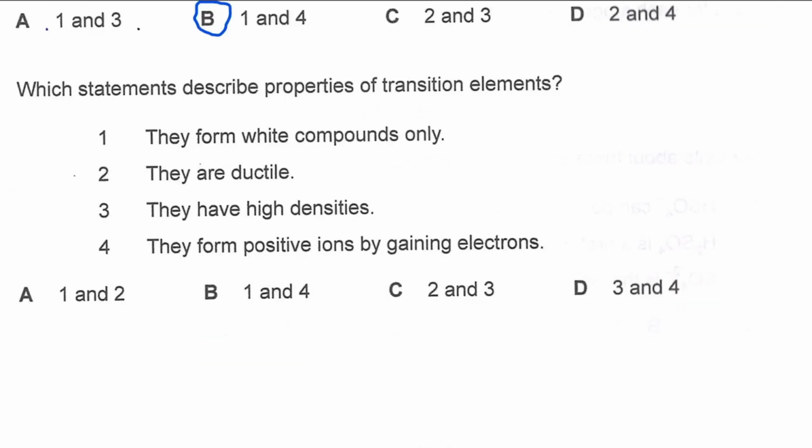Next question, question 22. Which statements describe properties of transition elements? They form white compounds only, that is wrong. Transition metals form colored compounds. They are ductile, yes, that is correct, because they are still metals, so they have the properties of ductility. Option 3, they have high densities, that's also correct. Transition metals have high density. Option 4, they form positive ions by gaining electrons, that is wrong. Atoms form positive ions by losing electrons, not gaining electrons. So therefore, the answer is C, 2 and 3.